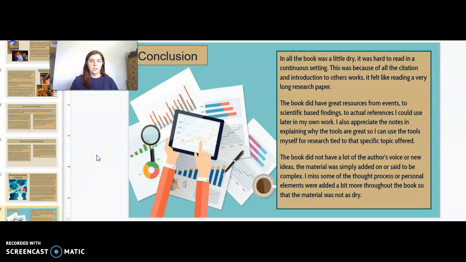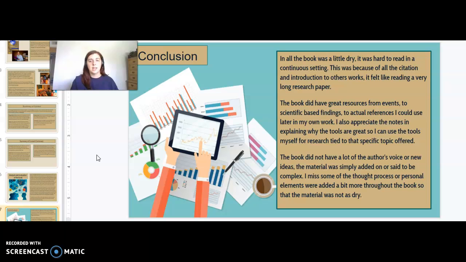So in conclusion, this book was a little dry. It was a little hard to read continuously. The citations made it pretty hard because he's always introducing or talking about some sort of essay or thing that he found, and that was pretty hard to read through. The resources were great. I am not going to take away from his resources as many citations as there were. There were great resources. You could really use those in any other research or even in your own classroom to support what you're teaching. So I will definitely be referencing those myself.